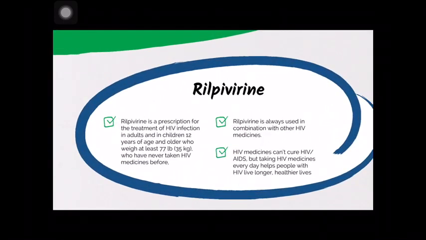Now we have Rilpivirine. Rilpivirine is a prescription for the treatment of HIV infections in adults and in children 12 years of age and older who weigh at least 77 pounds, who have never taken HIV medicines before. Rilpivirine is always used in combination with other HIV medicines, and HIV medicines cannot cure HIV or AIDS, but taking HIV medicines every day helps people with HIV live longer, healthier lives.